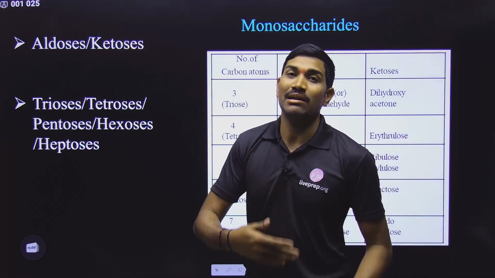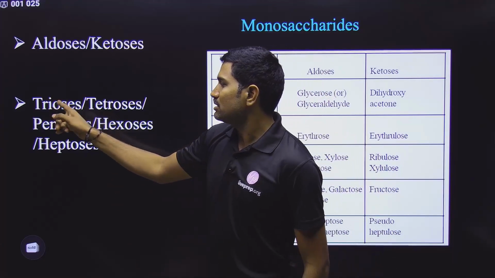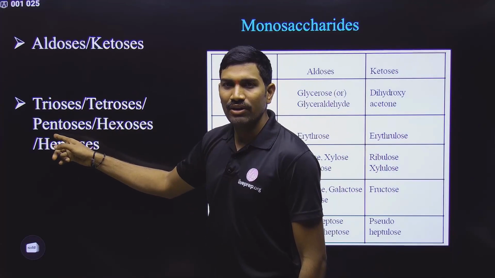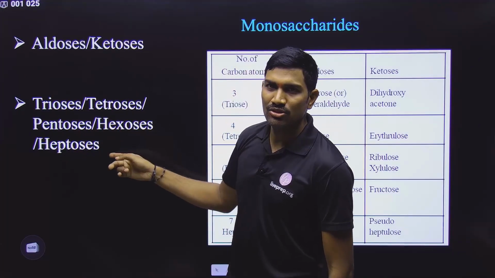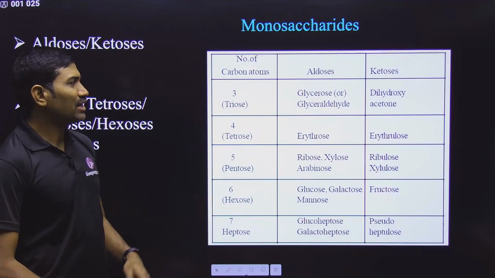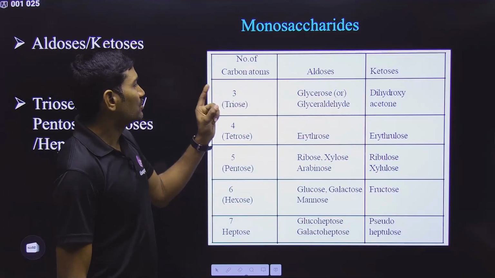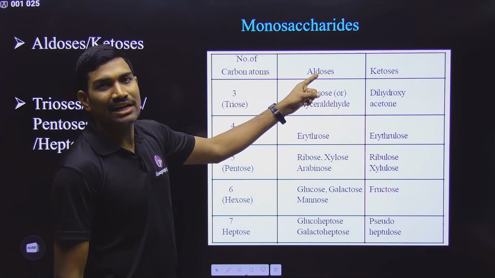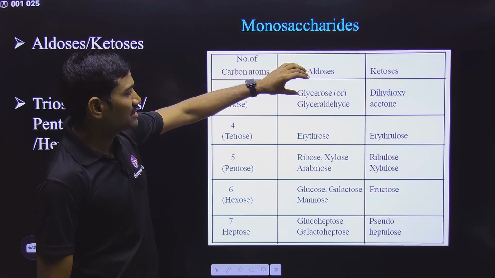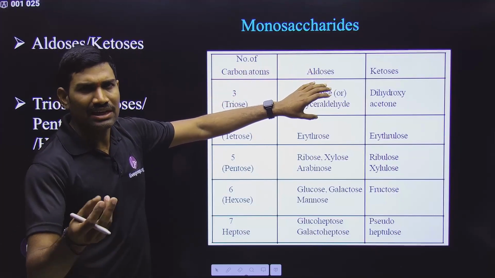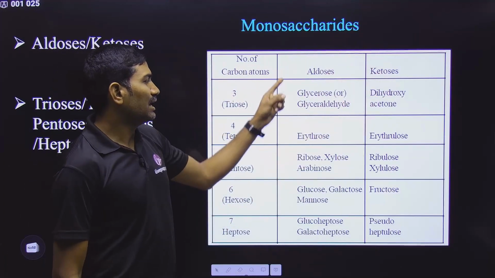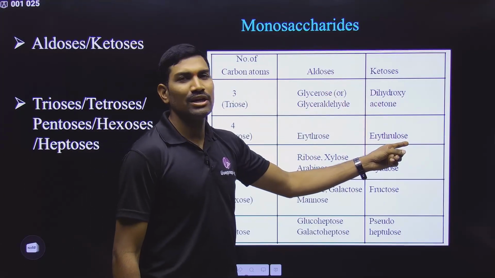Next, how many carbons are present? Based on this, if 3 carbons are present, trioses; 4 carbons, tetroses; 5 carbons, pentoses; 6 carbons, hexoses; and 7 carbons are called heptoses. In this way different names we use. Now this is the list. A 3 carbon triose having an aldehyde group, so triose and aldose. What are the important examples? Glyceraldehyde, the standard example. For ketone, dihydroxyacetone. For 4 carbons, the aldehyde is erythrose and the ketone is erythrulose.